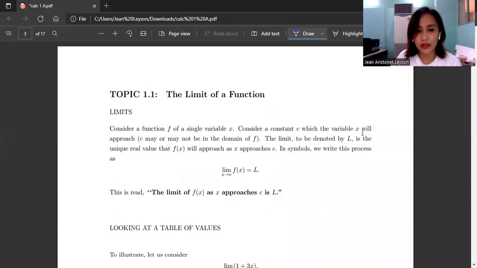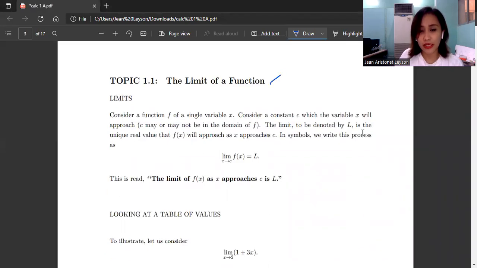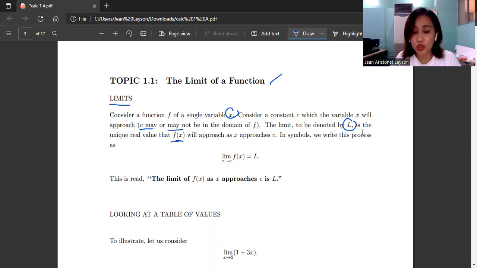So let's start with the limit of the function and its definition. Consider a function of a single variable x. Consider a constant c, which the variable x will approach or get closer to. Take note, c may or may not be in the domain of the function. The limit, to be denoted by uppercase letter L, is the unique real value that f of x, the function, will approach as x approaches c.